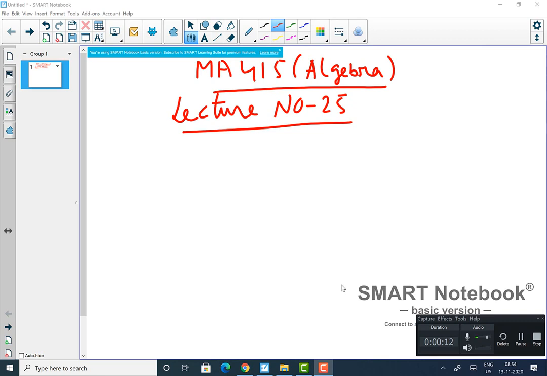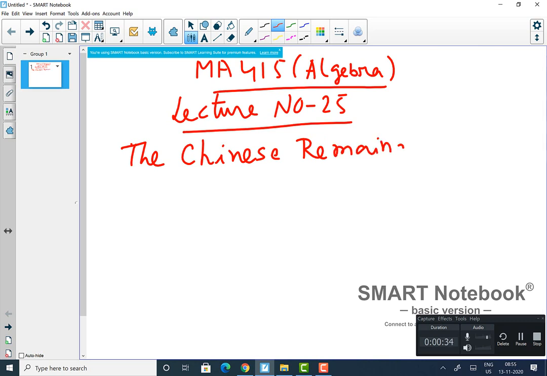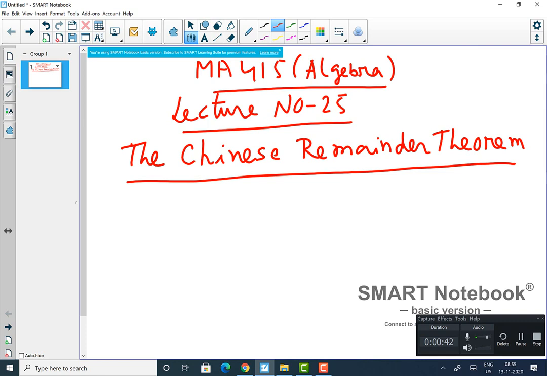So today we will learn something called the Chinese Remainder Theorem. The general version we will learn, and this is one of the most important theorems in ring theory, and you can also apply it in other parts of mathematics, in number theory and other places.